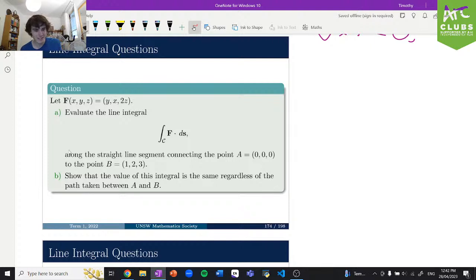I guess the standard way of solving the question is you would parameterize your curve, and you would substitute in your expressions, basically solve it like I did the last question. What we're going to try and do instead is find the function that this function is the gradient of, and then we can substitute in the points 0, 0, 0 and 1, 2, 3. In order to do that, you basically have to take each of your components and integrate them with respect to their respective variables.